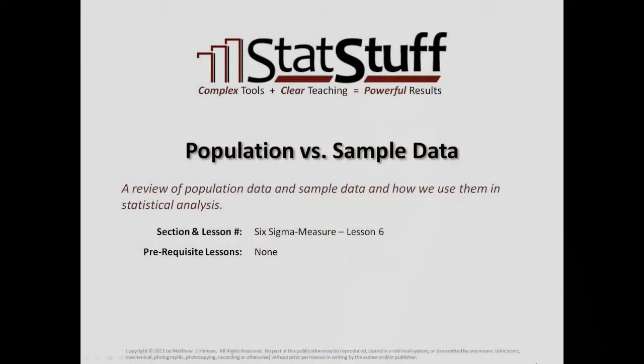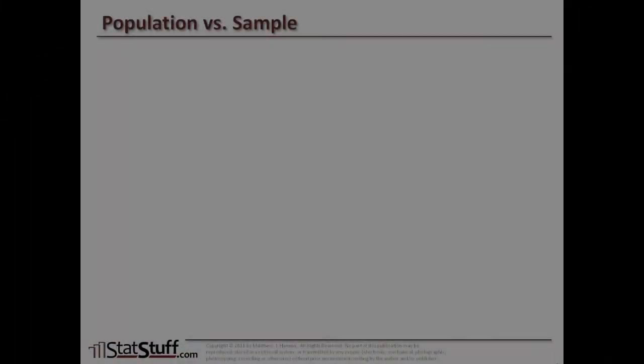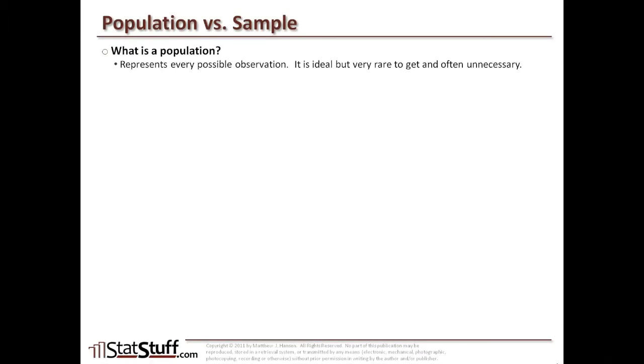In a previous lesson, I briefly described the difference between population and sample data. In this lesson, we'll dig a little deeper into those differences. There are no prerequisites for this lesson, so let's begin by defining what is a population. Well, population basically represents every possible observation that's available.